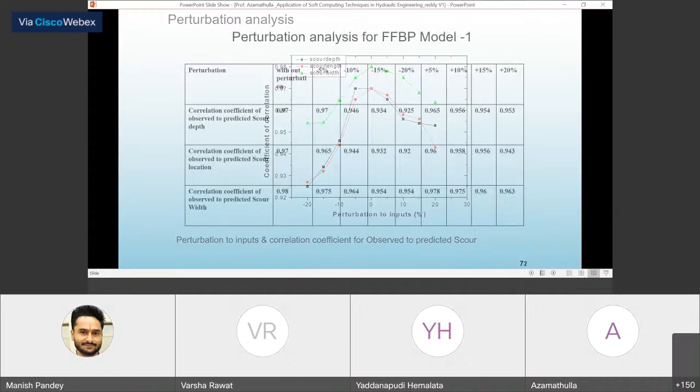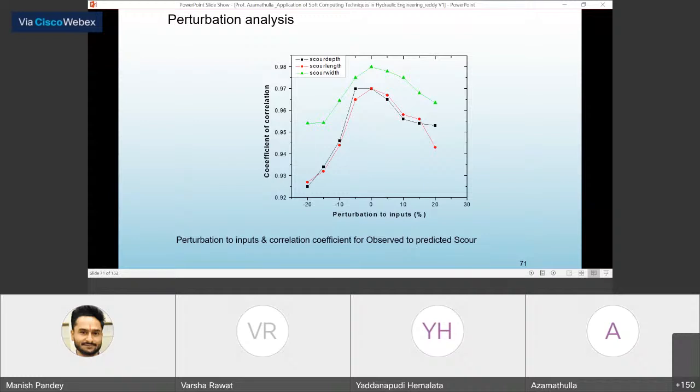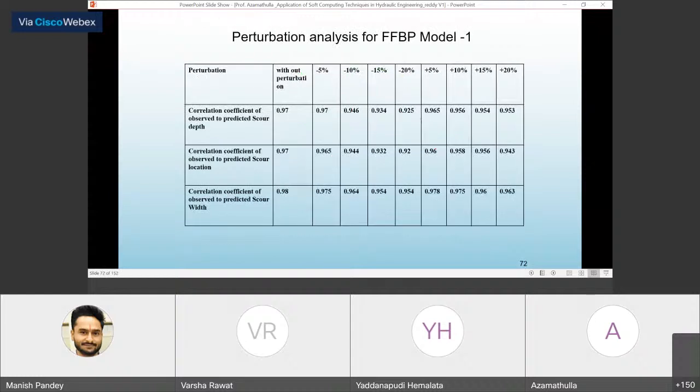This is nothing but extraction of knowledge from a trained model, which I published again in a Japanese journal. You can see this. This is what happens to your output if you have 10% noisy data, 10% positive or negative, for model 1 and model 2.